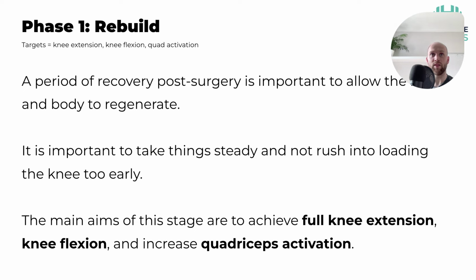The main aims here are to get knee extension, knee flexion, and quadriceps activation. Some of the research will give you different numbers to aim for, but as a ballpark for full knee extension, we're looking for, as it suggests, 0 degrees, so full knee extension, and ideally 5 degrees of hyperextension, which means obviously going beyond that full extension point. And that can be assessed both actively or passively.